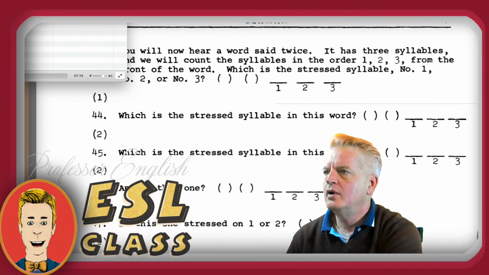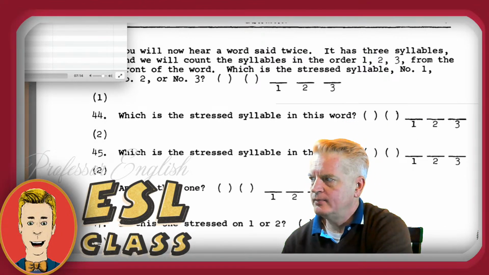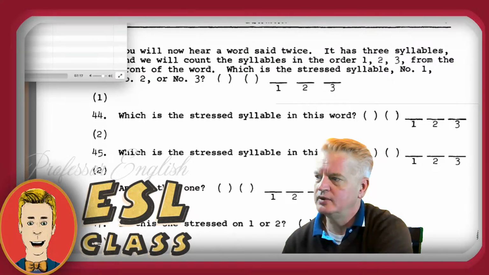44. Which is the stressed syllable in this word? Wiedersehen. Sounds like the first one. No, it's second. Wait a minute. Which is the stressed syllable? Wiedersehen. Sounds like the first one to me.